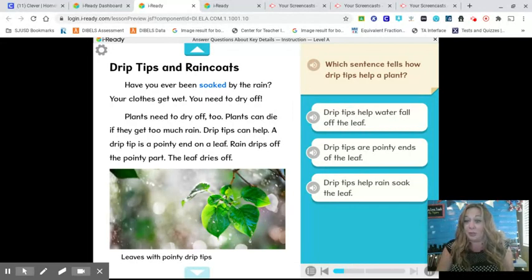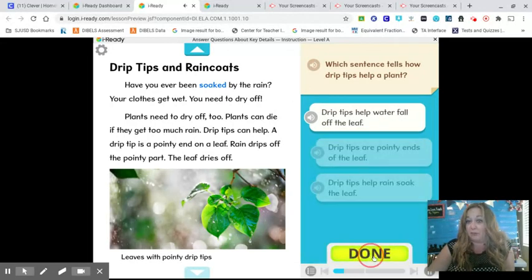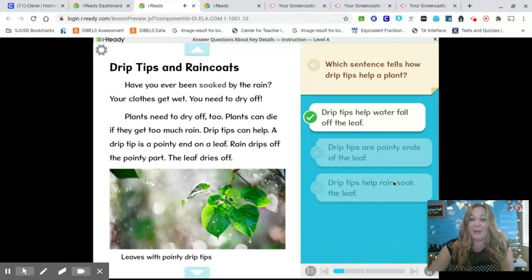Again, if I still don't know, I could go back into the passage. But I think it helps the water fall off. Let's see. Yes. That's right. Good work.